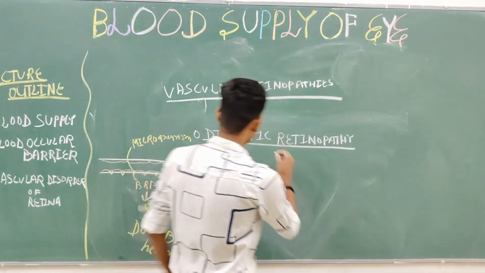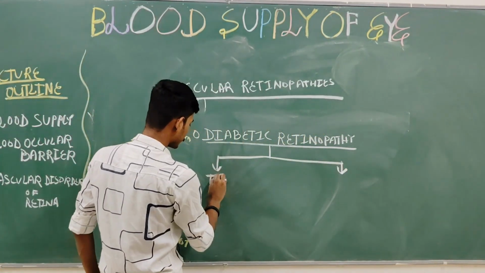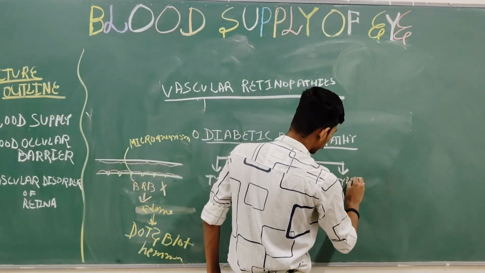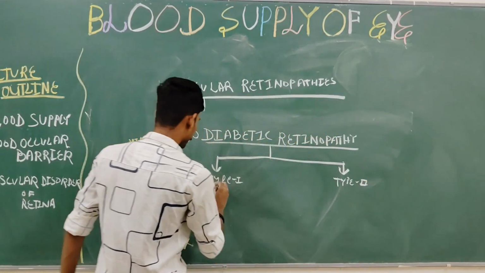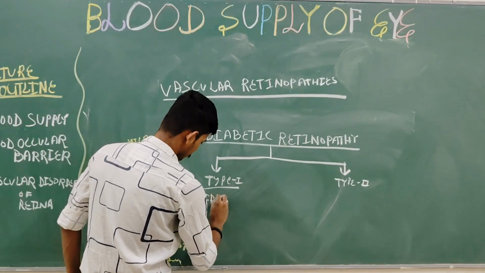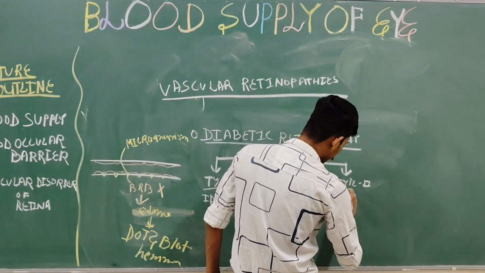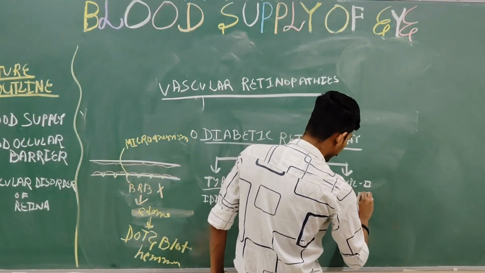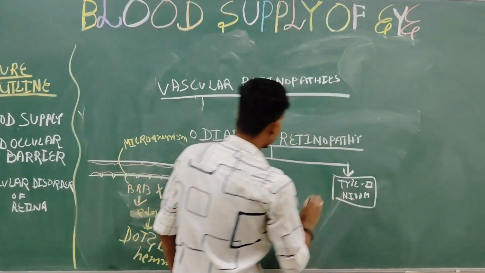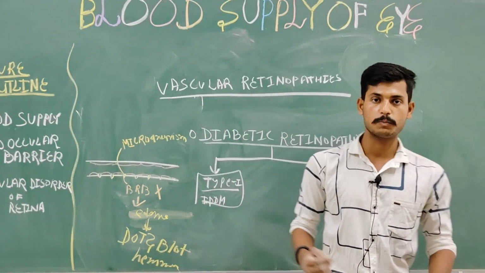Diabetes is divided into two types. The first is type 1, and the other is type 2. Type 1 is called insulin dependent diabetes mellitus, IDDM, and type 2 is called non insulin dependent diabetes mellitus. The retinopathy in these two cases is different.